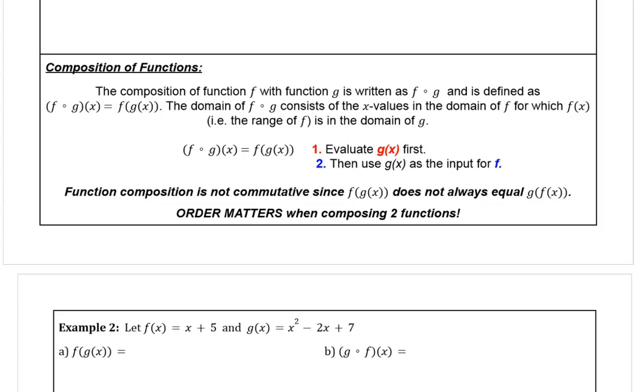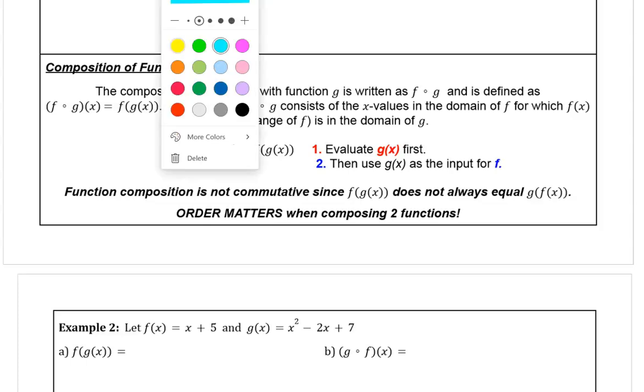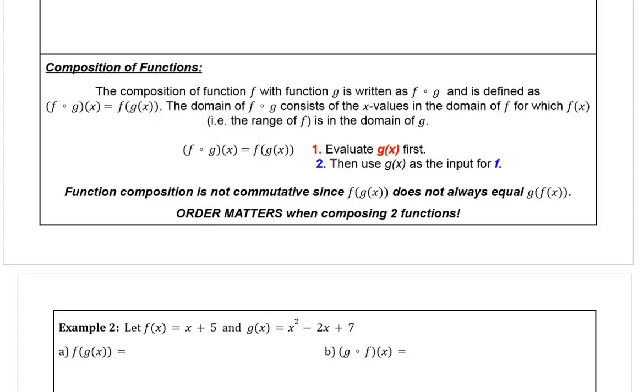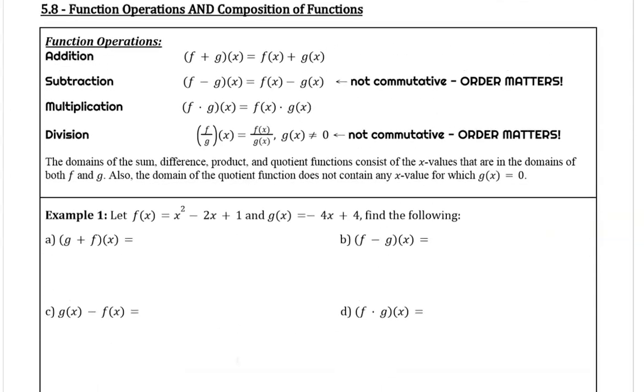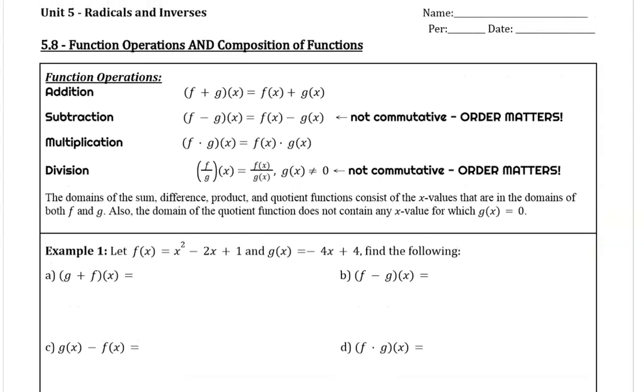So the back page of your note outline is focused on the composition skill, which was the second half of our lesson. When you have the notation that looks like this, an open circle right there, you need to know that that's different from the notation we were doing earlier in the period, where it's a closed dot.